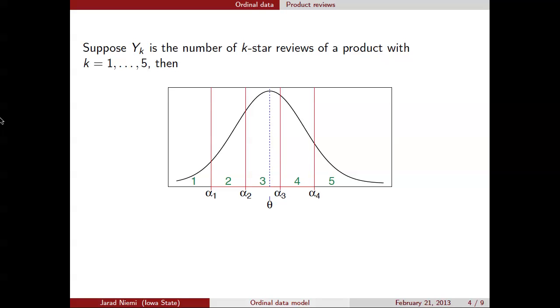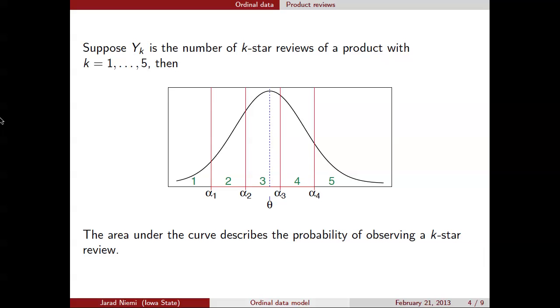So if we have this setup where we know the alphas and we know the theta, then we have fully defined our multinomial likelihood, because we've defined every probability. Just repeating what I said.